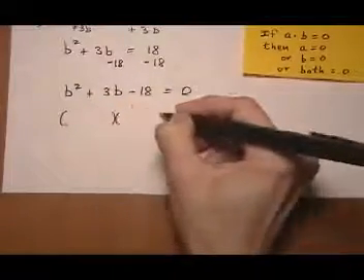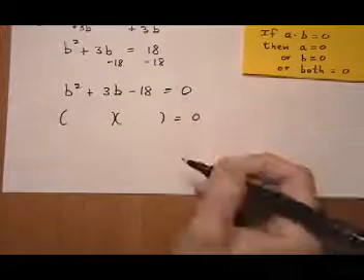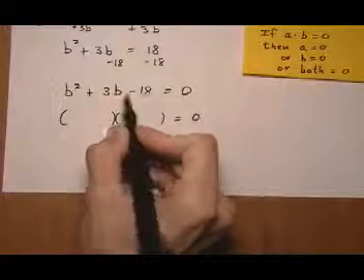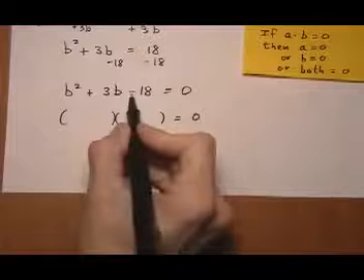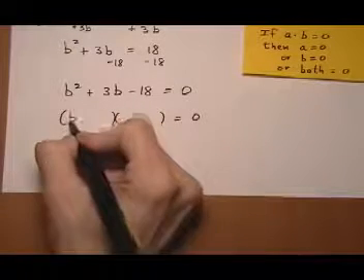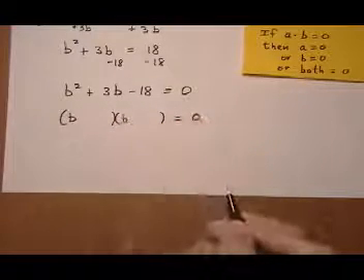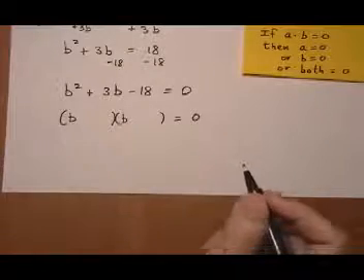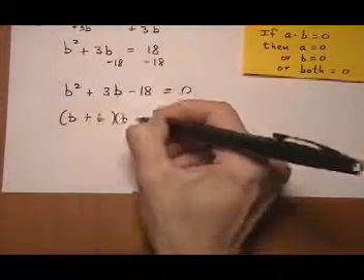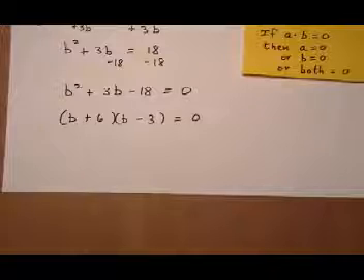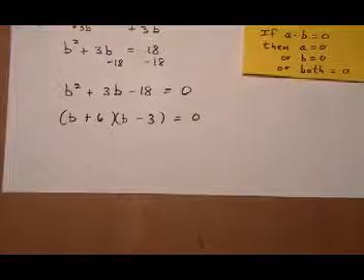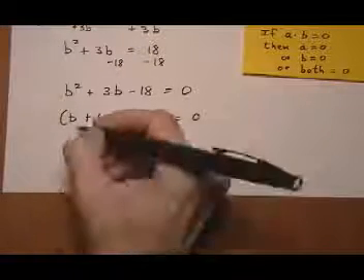It's a trinomial, so we're going to go to binomial factors. Factors of 18 that end up with a positive 3, and because it's a minus sign, they're going to be opposite signs, and they'll give us a difference of positive 3. Well, that means we want to use plus 6 and minus 3. And now we do the zero factor theorem.